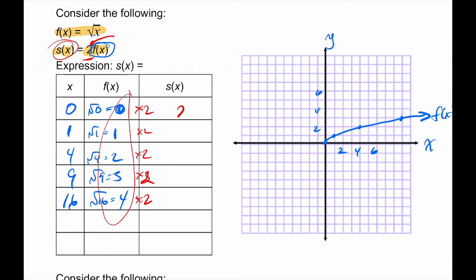So 0 times 2, jumping ahead, 0 times 2 is 0. 1 times 2 is 2. 2 times 2 is 4. 3 times 2 is 6. And 4 times 2 is 8.